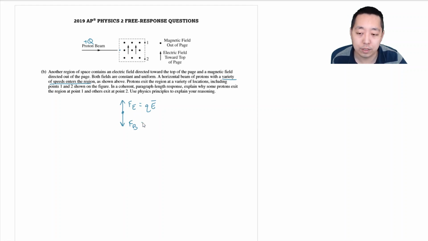But the magnetic force is the one that depends on the velocity of the particle. So which force is bigger will depend on how fast it's traveling. When it's traveling slower, the force downward is going to be weak compared to the electric force, and so the trajectory will be upward because the electric force will be stronger than the magnetic force. But if the particle is moving really fast, then the force due to the magnetic field will be stronger than the electric force. So point two is for faster protons, and point one is for slower protons.